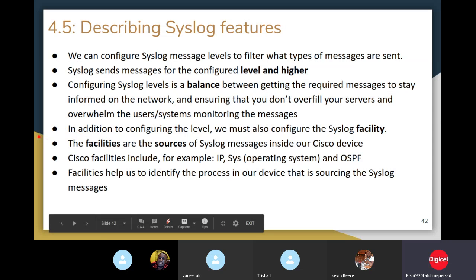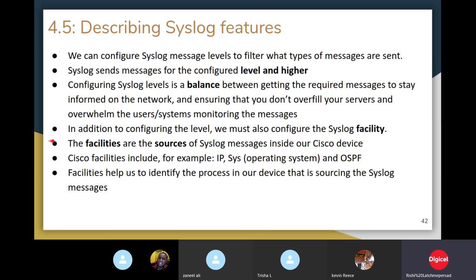In addition to configuring the level, we must also configure the SYSLOG facility. These facilities are the sources of SYSLOG messages inside our Cisco device. Cisco facilities include, for example, IP, sys or operating system, and OSPF. So you see what I mean when I say sources, right? If we have our router, we have a bunch of different processes inside that router, right? A bunch of different parts inside the router.